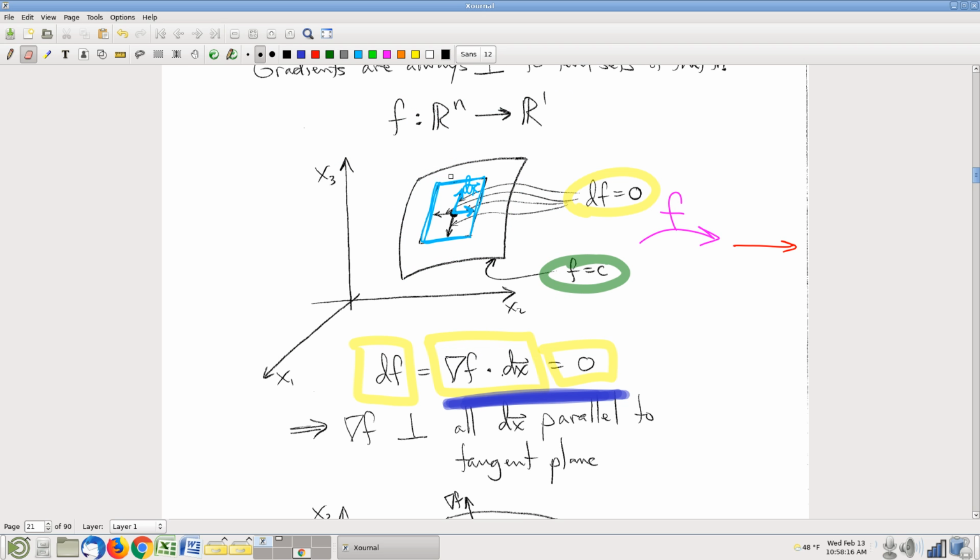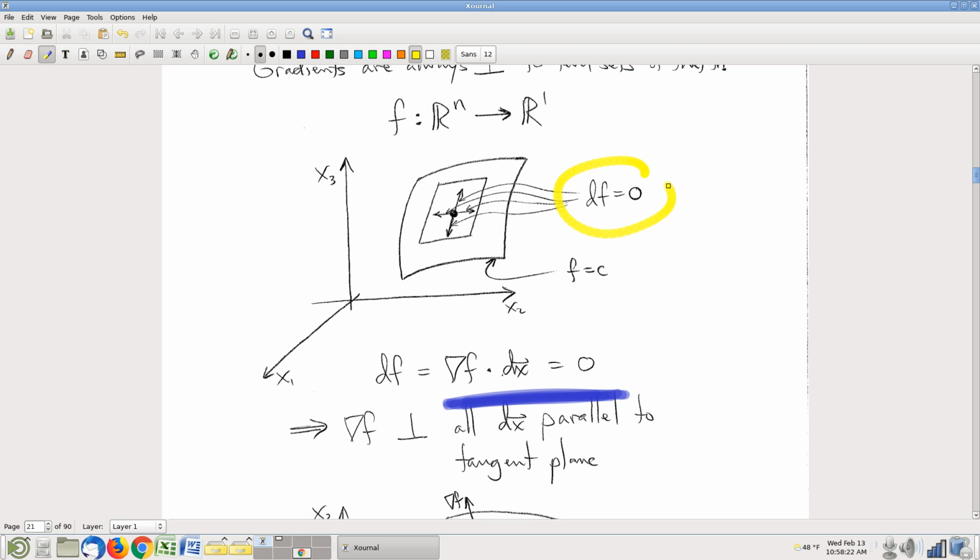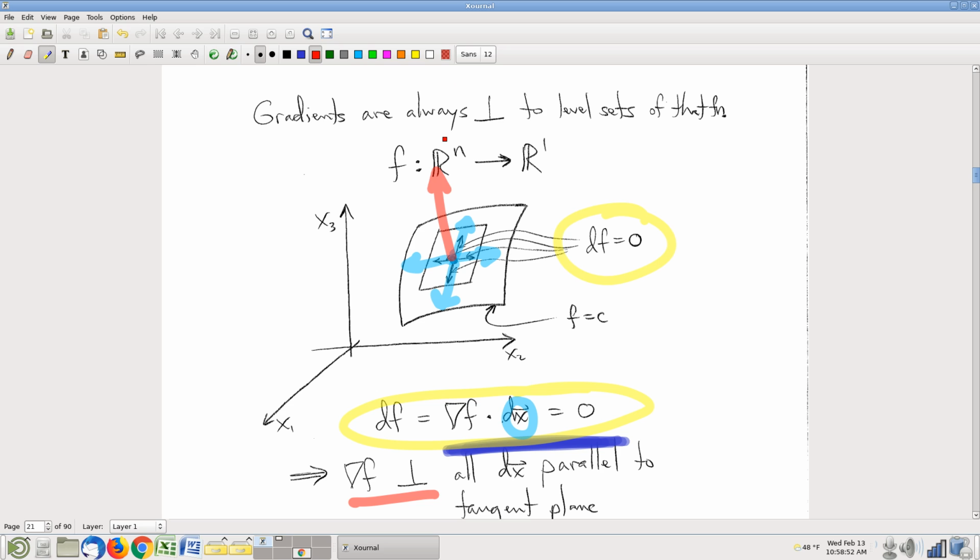Let me just get rid of all this stuff. If df is 0, then these dx vectors, all of these tangent vectors tangent to the surface, all of those tangent vectors are perpendicular to the gradient. That means the gradient is perpendicular to everything tangent to the surface. That means the gradient is, you might say, perpendicular to the surface. So it's a pretty straightforward argument. Very nice little result.